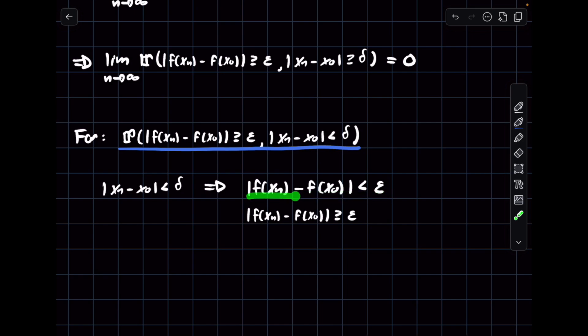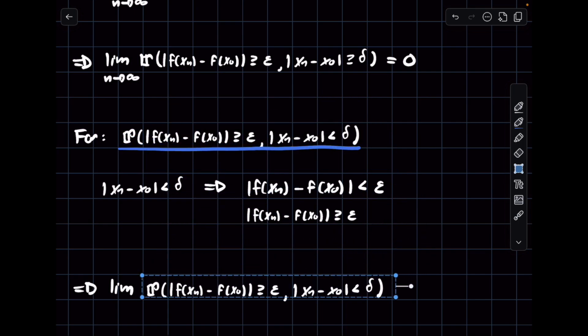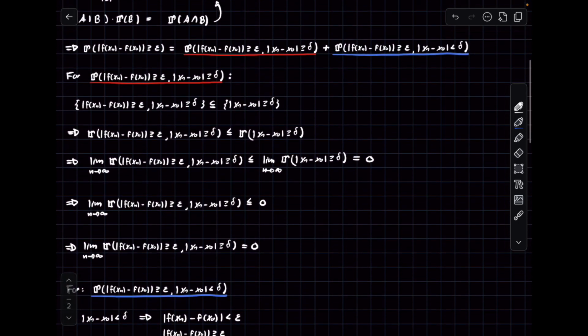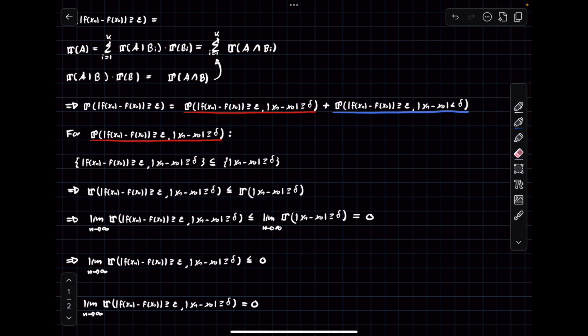And this little guy is the opposite of this guy. So the probability of this and this being true is equal to 0 in that case. So we can say that the limit of the blue section as n approaches infinity is going to be equal to 0. So as you can see, we have both limits already done, right?